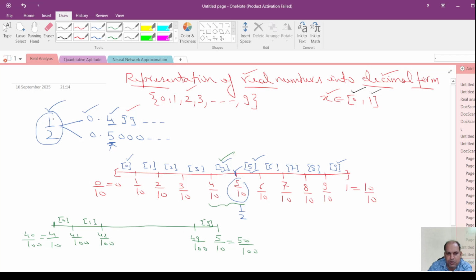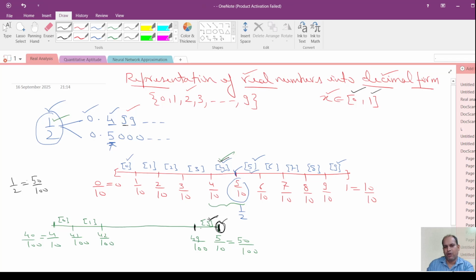Now, again we need to see in which interval 1 by 2 lies. If we multiply, 1 by 2 will be 50 by 100, and we can observe from here that 50 by 100 is the last point of the interval labeled as 9, that is from 49 by 100 to 50 by 100. So, the next digit will be 9. This is because we started with the interval labeled as 4 and then again divided it into 10 equal parts, so we label it by 9. This is the reason why the next digit is 9 here.